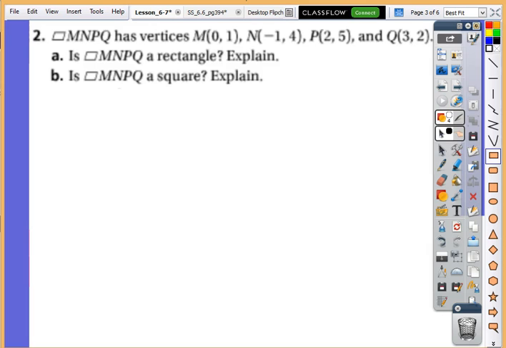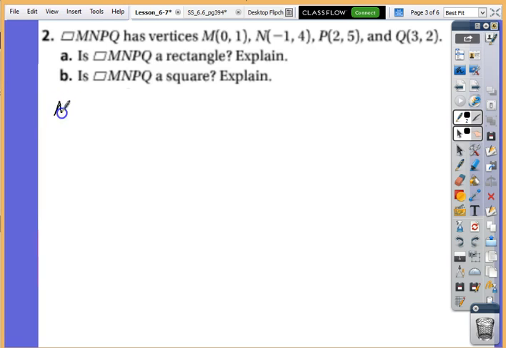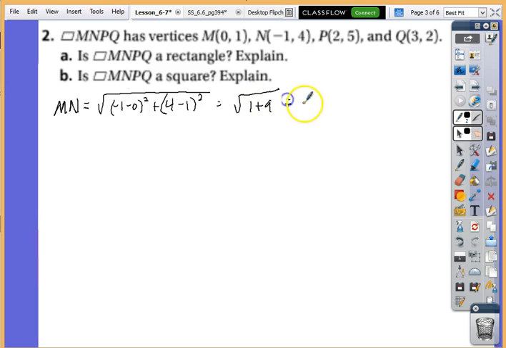So how do you know the diagonals? I'm going to find their lengths too. I'm going to just use the distance formula. So I'm going to find 6 lengths. The first length that I'm going to find is the length MN. MN will equal the square root of (-1 minus 0) squared plus (4 minus 1) squared. So that's the square root of 1 plus 9. That's equal to the square root of 10.